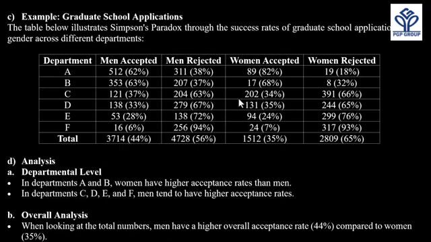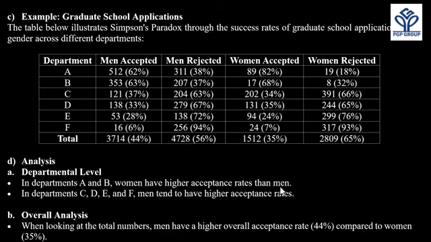Let us see an example here. This is a table related to graduate school applications. There are some departments available: A, B, C, D, E, F. It shows men accepted, men rejected, women accepted, women rejected. These are all the percentages, and the numbers are also available. Now you can see the department level, in departments A and B.